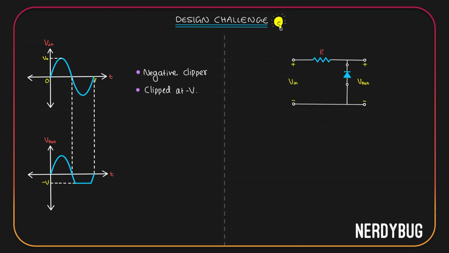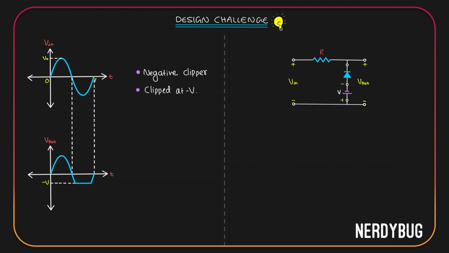Here, if the input is negative, the diode will get negative potential here and positive potential here. It will be forward biased and our output will be shorted, which means output is 0, which means the negative part is clipped. But we don't want the entire negative part to be clipped. We only want the part that is less than minus V to be clipped. Just like in the previous case, if the clipping has to happen at minus V, we have to add a cell of potential V with negative terminal here and positive terminal here. Let us do that. Let's do the analysis to see if this actually works.